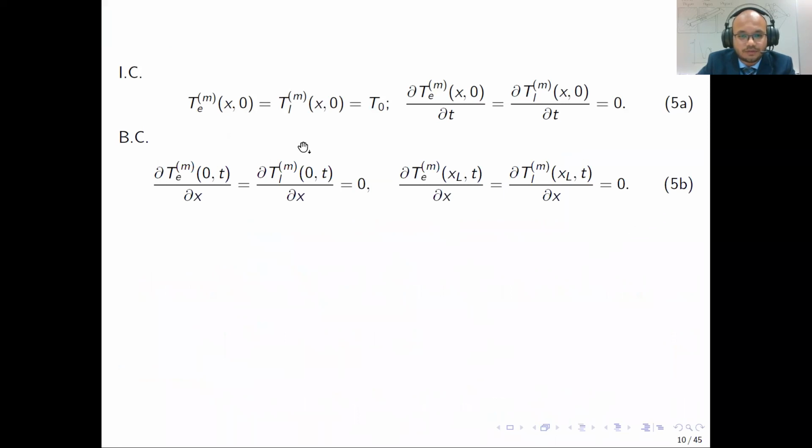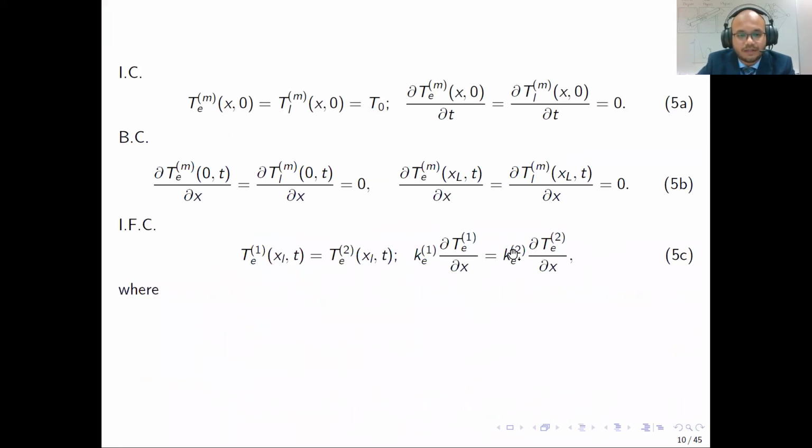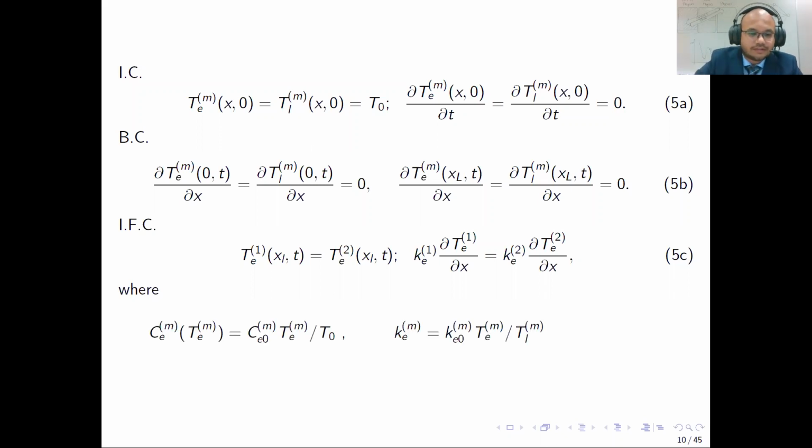We assume the boundary condition to be Neumann, so we assume that there is no heat loss at the boundaries. And this is the interfacial condition for the problem, where the first condition states that the electron temperature in the first layer is equal to the electron temperature in the second layer at the interface. The second one tells that there is perfect thermal insulation, so there is no heat loss when the heat is transferred from the first layer to the second layer. And this is just for the representation.